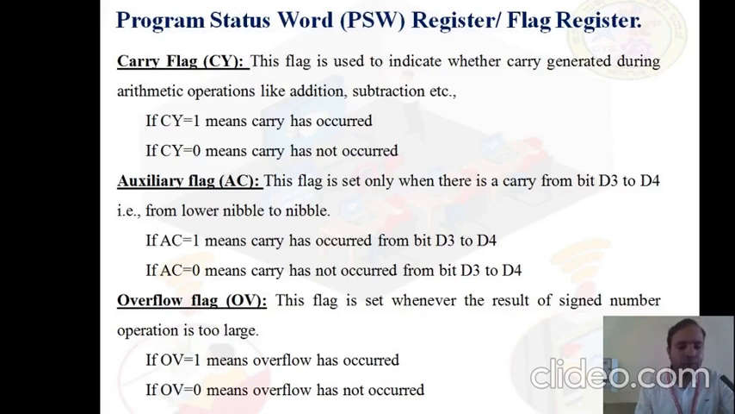Next flag is the overflow flag, OV flag. This flag is set whenever the result of a signed number operation is too large. It means if the result is out of range, then the overflow flag will be set. So if the overflow flag becomes 1, it means overflow has occurred. If the overflow flag bit is 0, then overflow has not occurred.